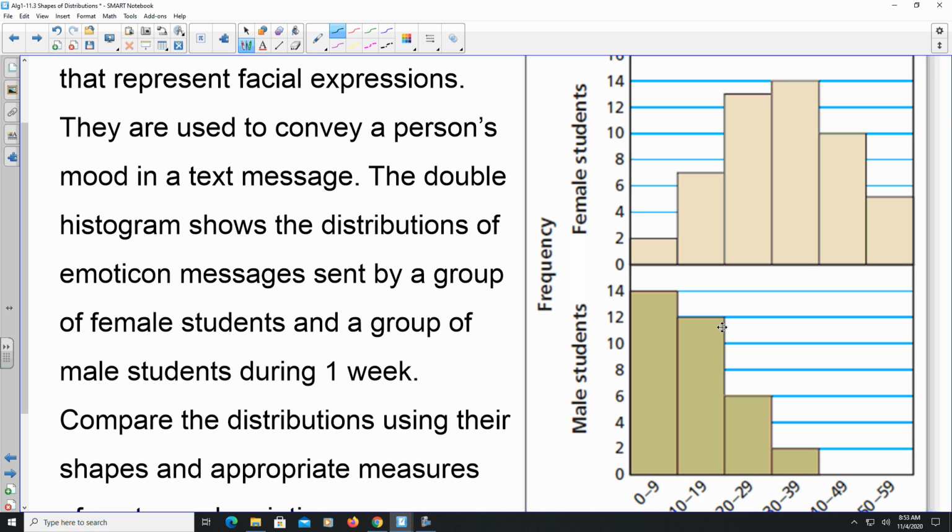So I would say the data is symmetric. So I would probably use the mean for our center of variation. Looking at the male students, I would say that since it's kind of skewed to the right, I would use the median to help us determine the best representation for the center variation.